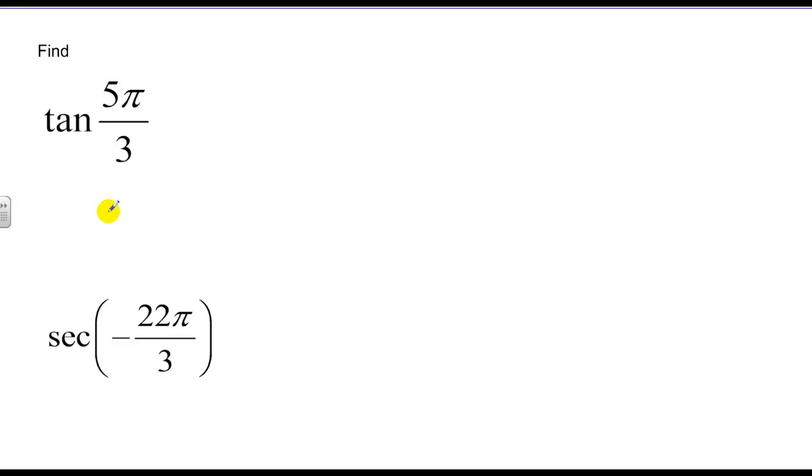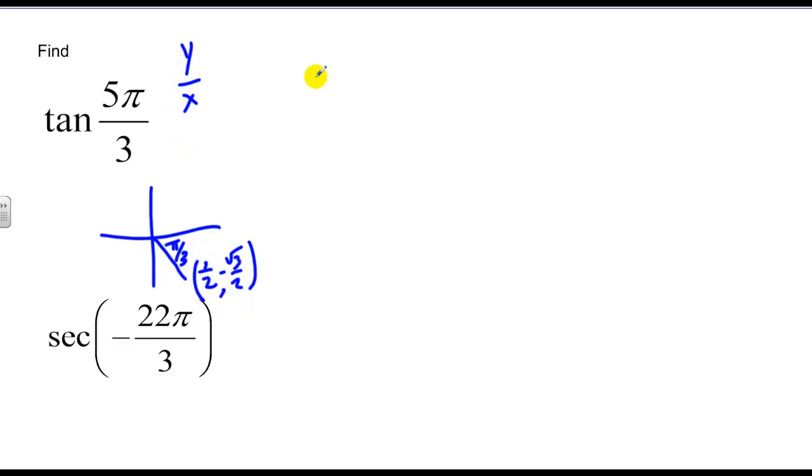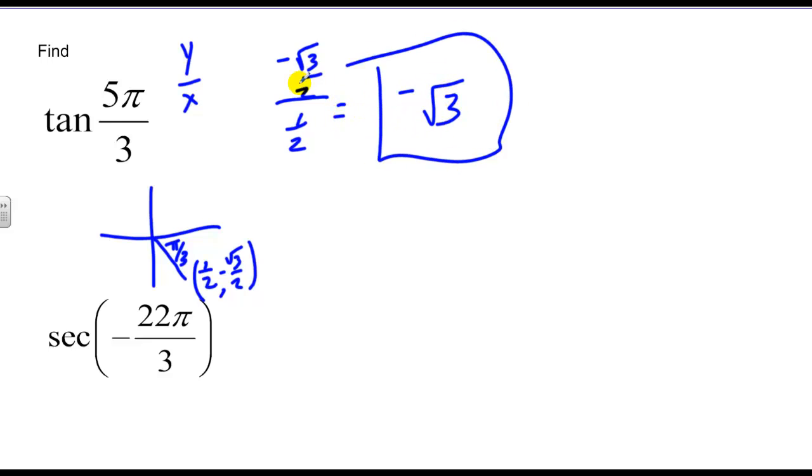Tangent of 5 pi over 3. Well, 6 pi over 3 is 2 pi, so I end up somewhere over here, pi over 3 away from 6 pi over 3. I know my x and y values are similar to those of 60 degrees or pi over 3, so that's a half and root 3 over 2, except in this case the root 3 over 2 is negative. Tangent's y over x. So if I take my y value of negative root 3 over 2 over a half, multiply by the reciprocal, get negative root 3. And there we go.